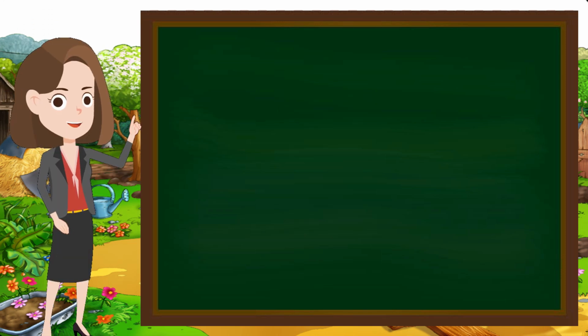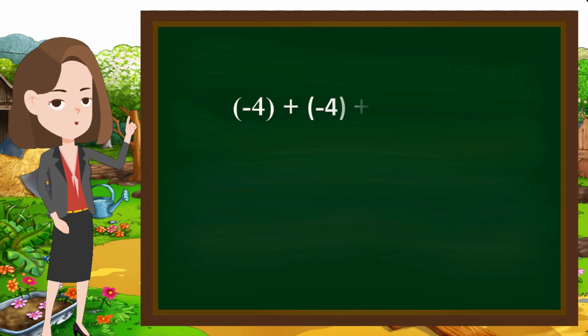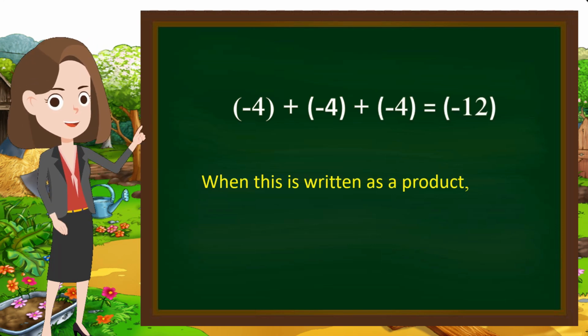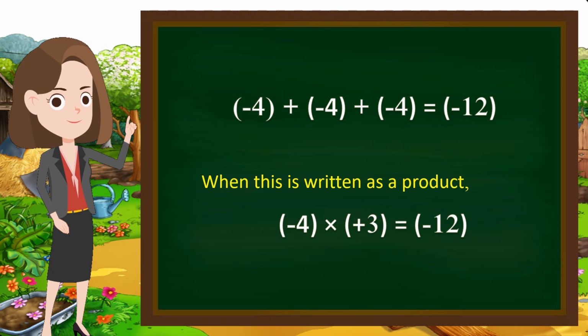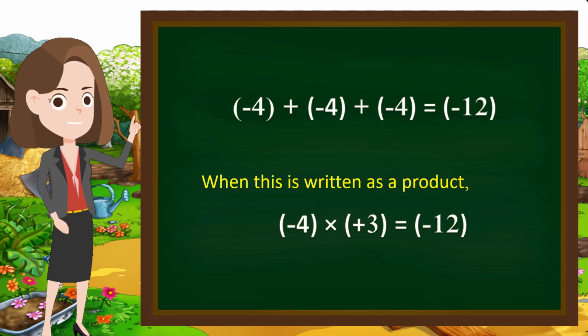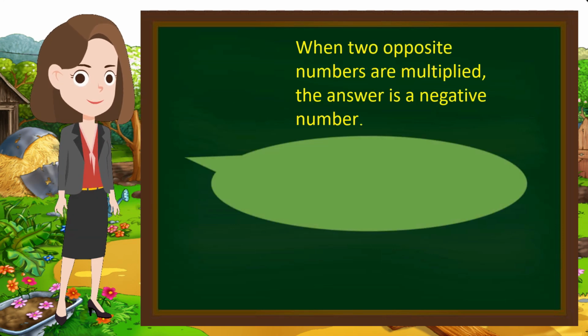My dear children, we have learned that adding minus 4 to minus 4 to minus 4 equals to minus 12. Accordingly, when we multiply minus 4 by plus 3, we can get minus 12 as the answer. My dear children, it is clear that when a negative number is multiplied by a positive number, the answer is a negative number.